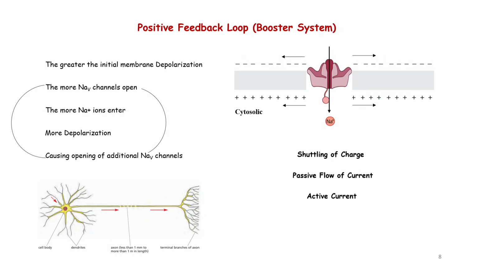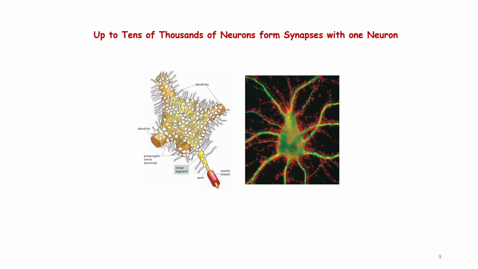Now the question I want to ask here is that the passive flow of current actually moves in both directions, but we know that the action potential moves in one direction, from the axon hillock towards the axon termini. So why does the action potential not move in both directions? I will give this answer in my next lecture.